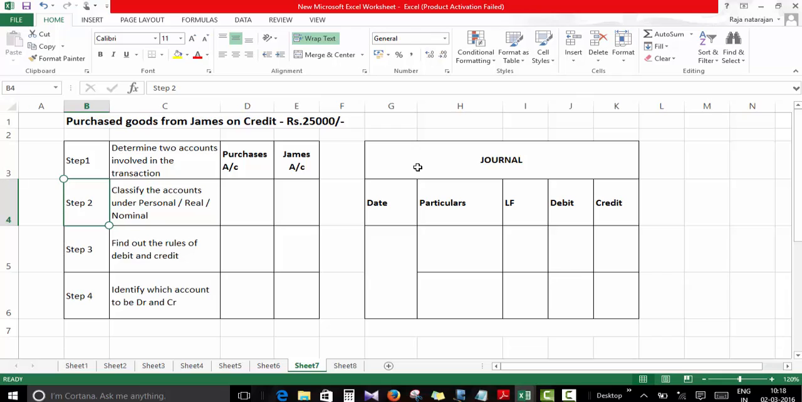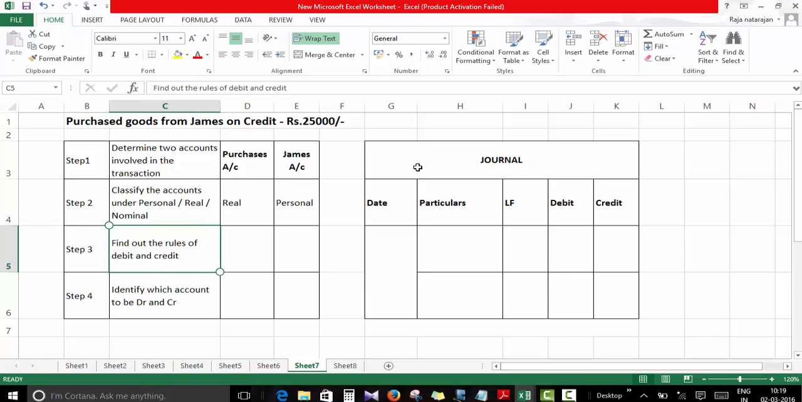Then step 2, we have to classify the accounts under personal, real, nominal. Purchases, what happens in purchase? Goods come in, okay? So it has a real item that is coming in, so that comes under real account classification. Whereas James is a person, a natural person, so that comes under personal account classification.